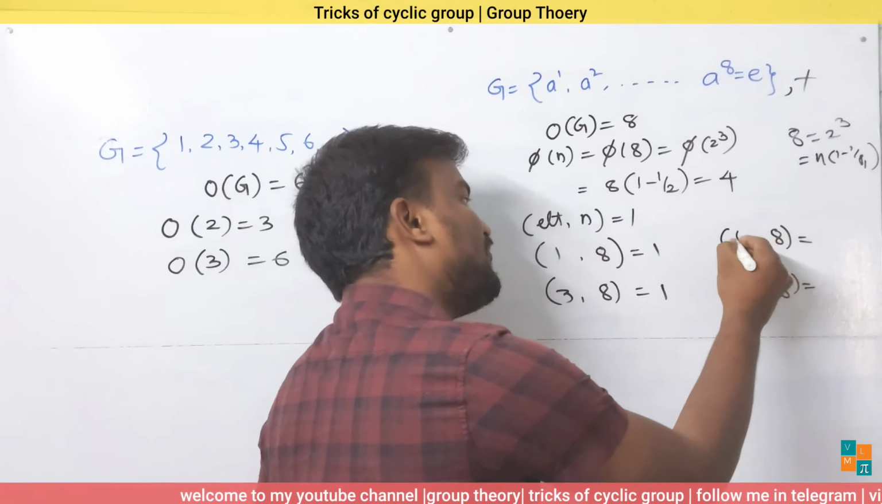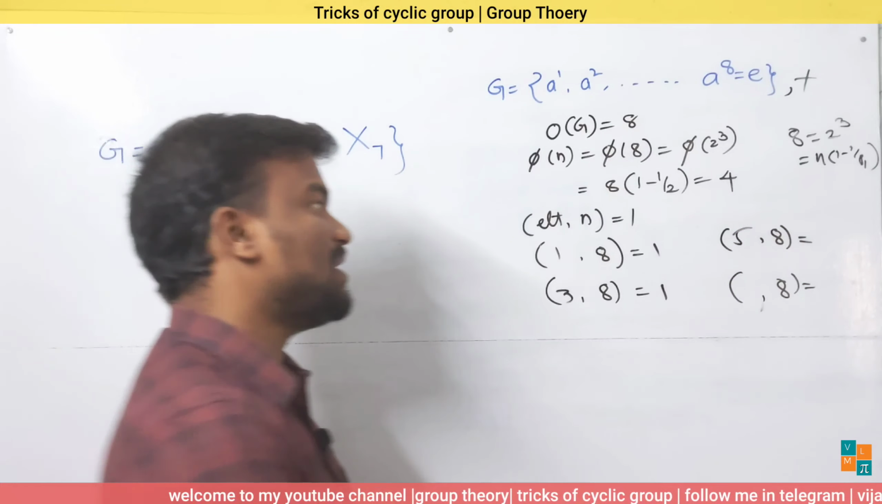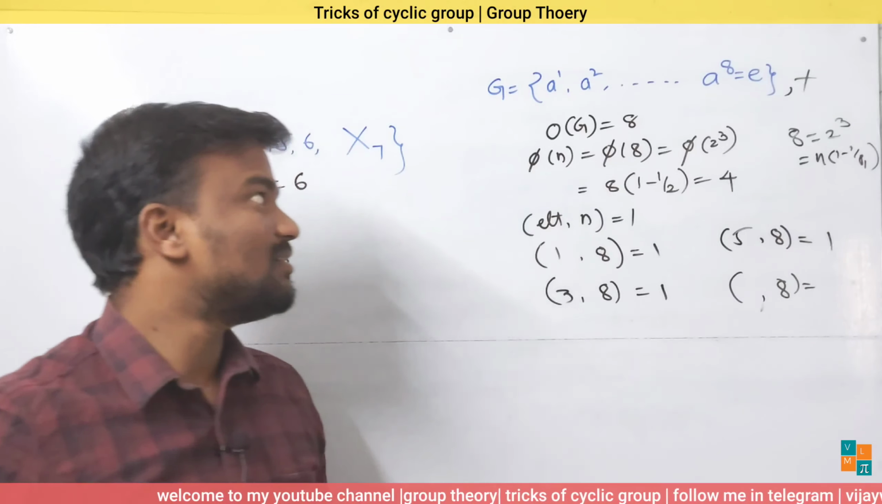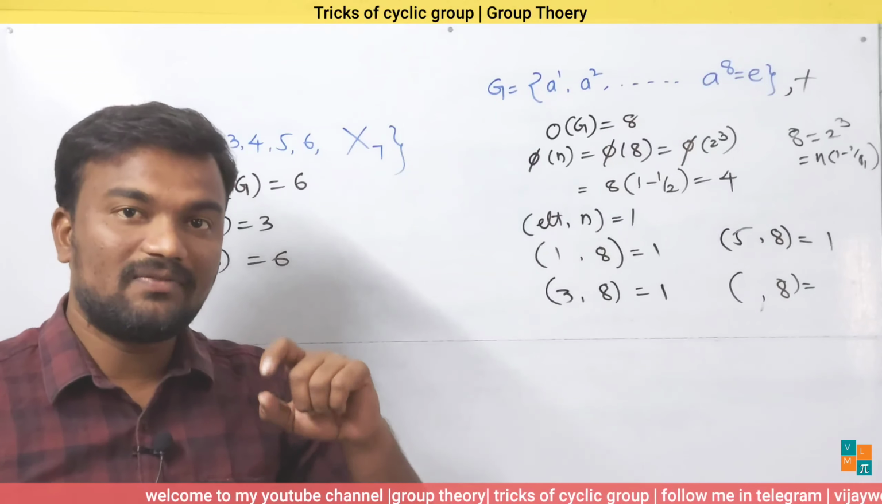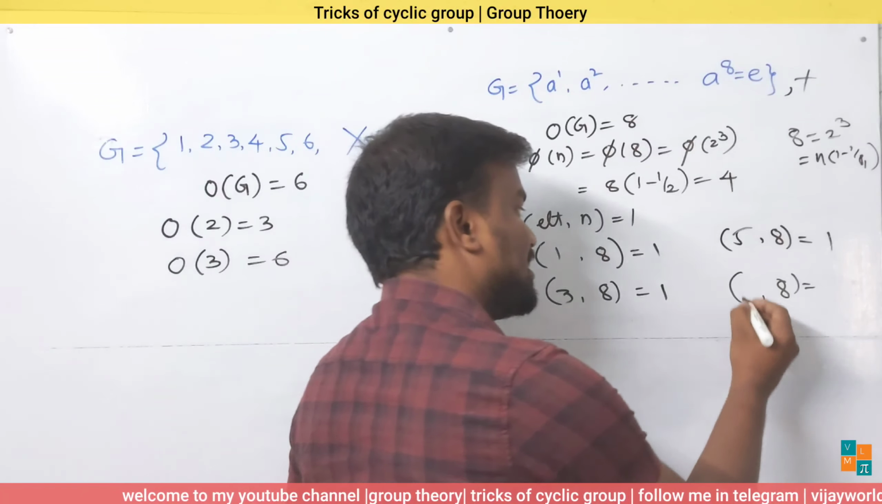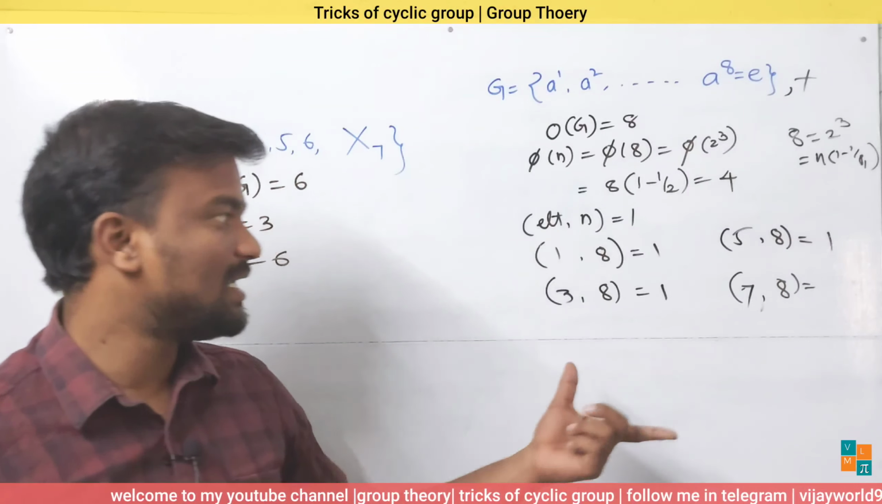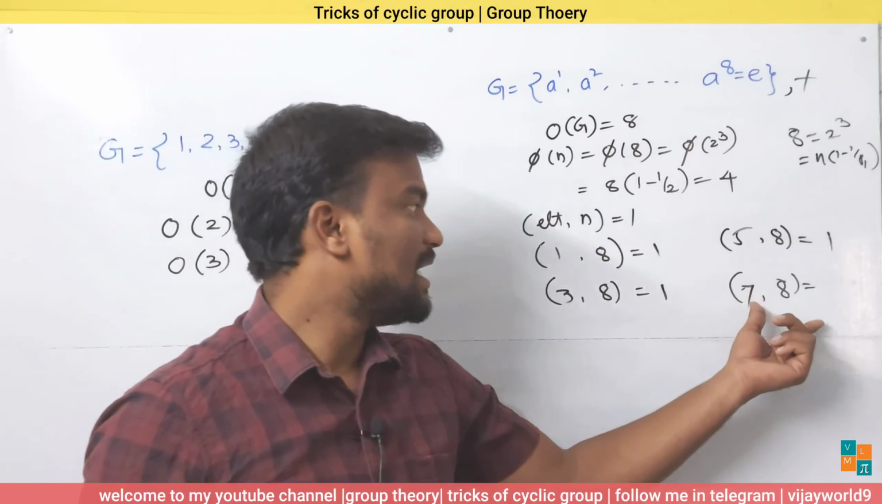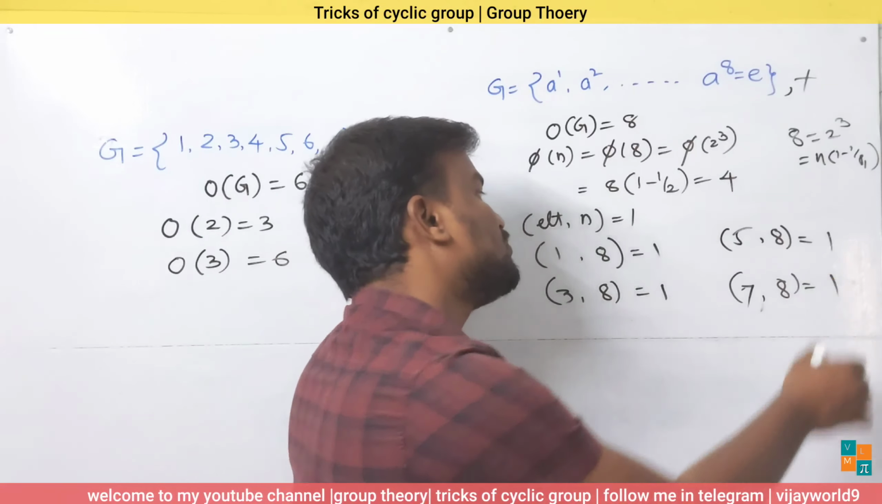Next, 5. GCD of 5 comma 8 is equal to 1. 6 comma 8. What is the GCD of 6 comma 8? So 6 is not a generator of the group G. Next, let us take 7. GCD of 7 comma 8 equals 1.